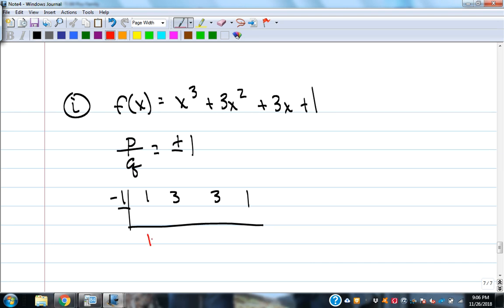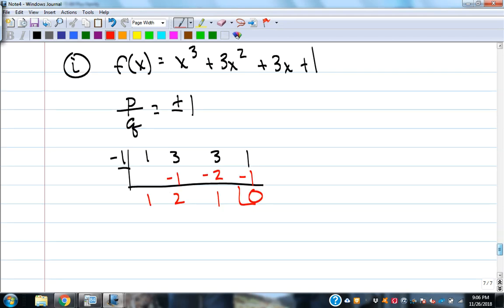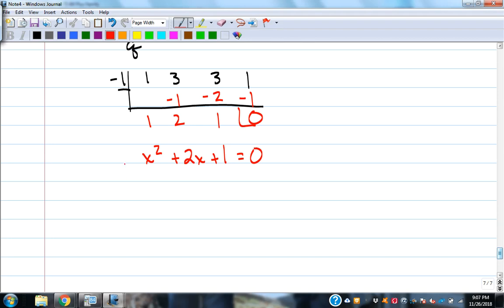If I do that, I get a 0 in my remainder. That's what I wanted. But then I've got this quadratic left over. I got x squared plus 2x plus 1, and I'm going to set that equal to 0. All right. I'm going to try factoring.